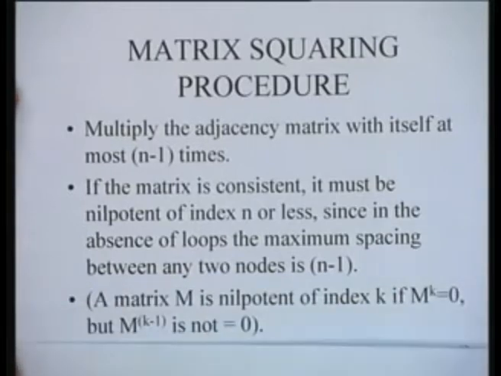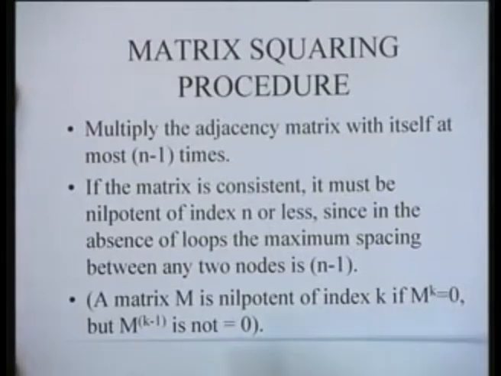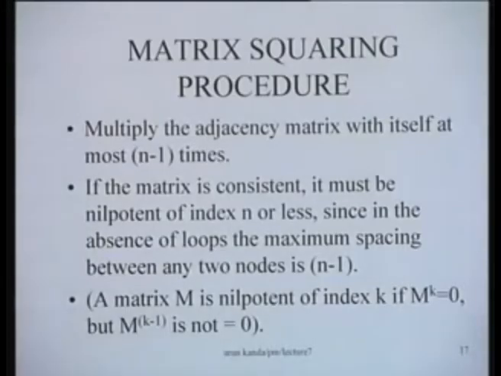A matrix M is said to be nilpotent of index k if M^k is equal to 0, but M^(k minus 1) is not equal to 0. So that's the definition of nilpotency of a matrix. So we will apply this procedure and check whether a particular matrix is consistent or not. Obviously, if the matrix is not consistent, what really happens is that in the process of squaring the matrix, a 1 will appear on the diagonal of the matrix. That's what will happen immediately.